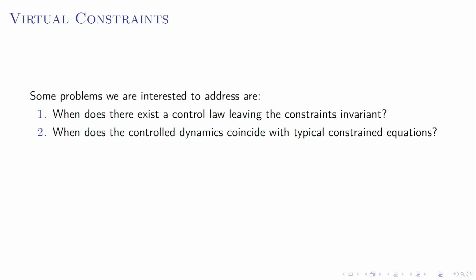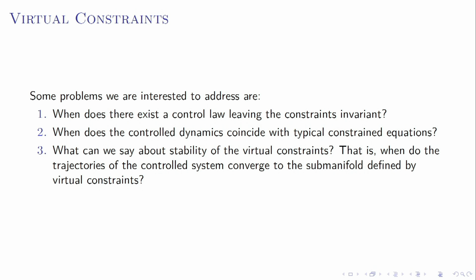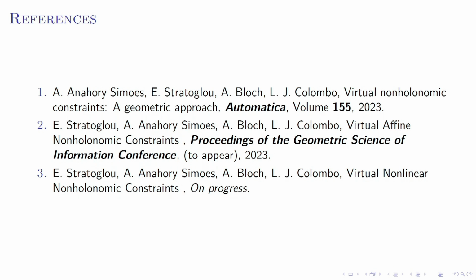And the second one is when the controlled motion coincides with the physical constrained motion. And the third one is about stability, considering that you don't start in your manifold of constraints that you wish to satisfy. Does your system converge into that manifold? So this is also a question that we are dealing with. These are some of the papers that we have produced, and the GSI paper is actually about the second one.